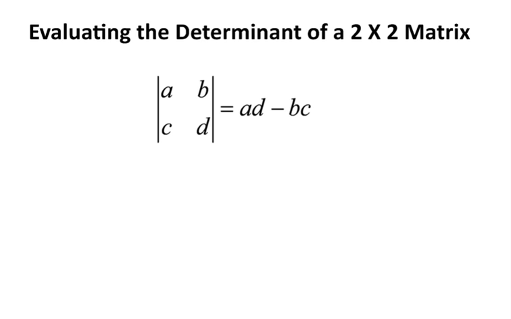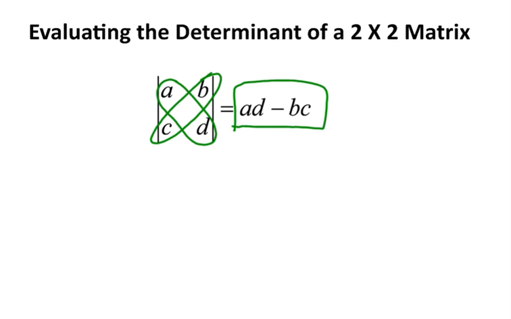So when you're evaluating a 2 by 2 matrix, you're going to multiply these two numbers together and then subtract the product of these two numbers, B, C. So when you have a 2 by 2 matrix, you're going to take A times D minus BC. Doesn't matter what AD and BC are. If you follow this rule, you'll find the determinant every time for a 2 by 2 matrix.